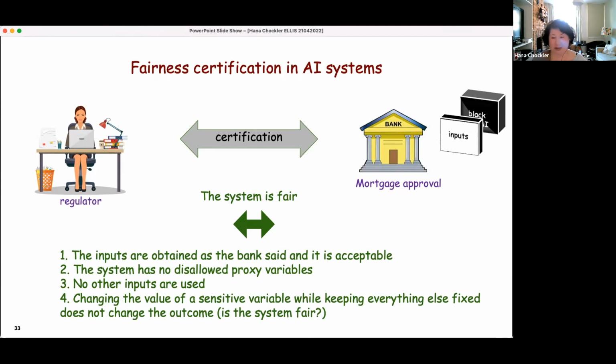So it might be that the input to the system is not the religious affiliation itself, but rather which religious holidays the person celebrates. But of course, it is not acceptable because it's highly correlated with the religious affiliation, which is a protected attribute. Now let's talk about the proxy variables.